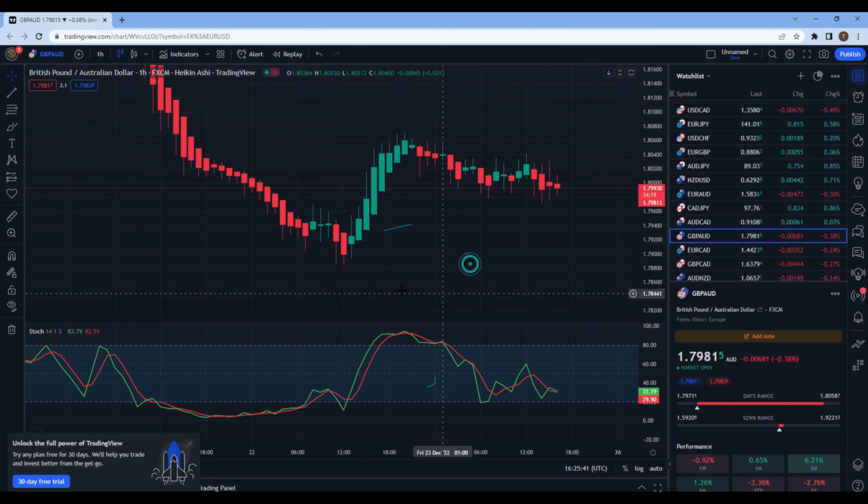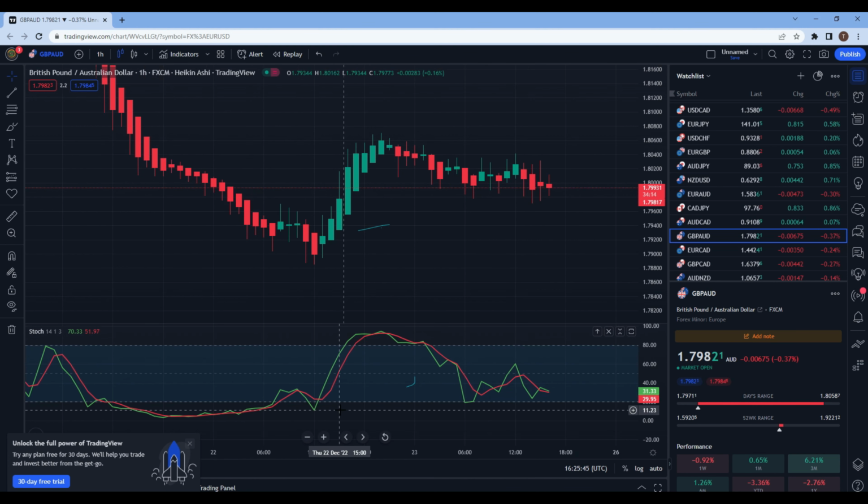Click on OK. Now you can see the lines are pretty much visible. The green one is our signal line. Whenever this green one crosses the red one, this is our crossover on the oversold area, so this is our confirmation for the long or buy signal. And whenever this green line crosses the red line like here, on the overbought area above the 80 line, this is our short or sell trade.